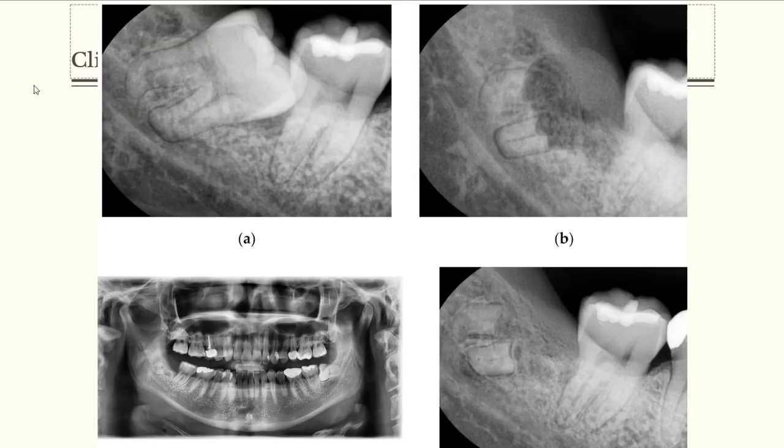Here's one of the cases. As we can see, the roots are left in place and the crown removed. We remove all the enamel. All the enamel must be removed to prevent any formation of cystic masses.